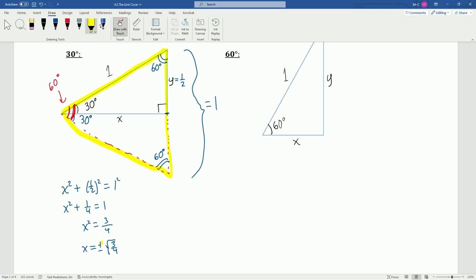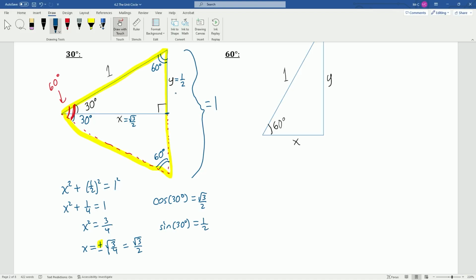But again, we're talking about the length of a triangle's side here, so the negative answer doesn't make sense. So this is just positive root 3 over 2, since the square root of 4 is 2. In other words, what we can say here is that cosine of 30 degrees, this is my base angle, is the square root of 3 over 2. Cosine is the x value. And sine of 30 degrees is the y value, that's 1/2.